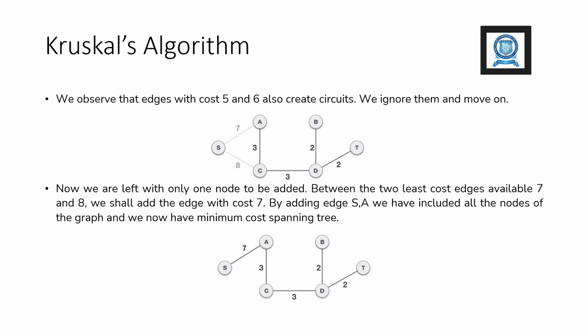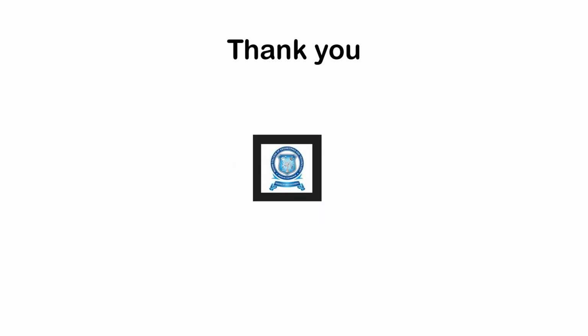Now we are left with only one node to be added. Between the two least cost edges available, 7 and 8, we shall add the edge with cost 7. By adding edge S to A, we have included all the nodes of the graph and we now have the minimum cost spanning tree. Thank you.